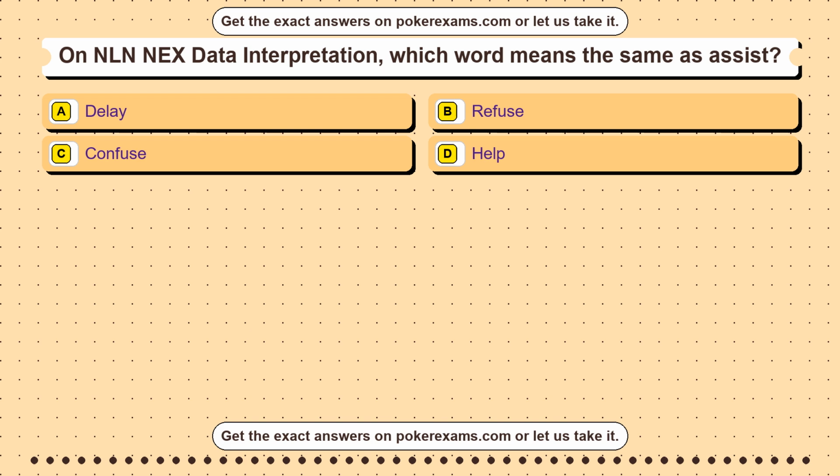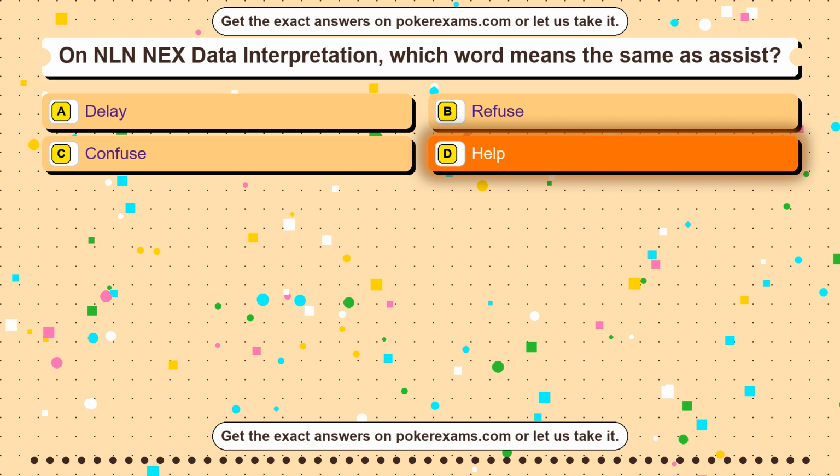Question 34. On NLN NEX Data Interpretation, which word means the same as assist? Option A delay. Option B refuse. Option C confuse. Option D help. The correct answer is option D.